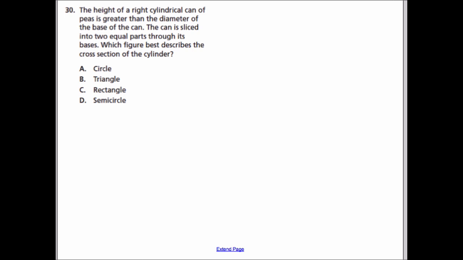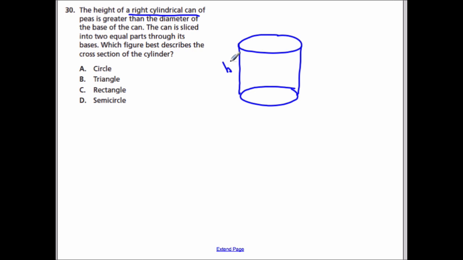Number 30. The height of a right cylindrical can of peas is greater than the diameter of the base of the can. The can is sliced into 2 equal parts through its bases. Which figure best describes the cross section of the cylinder? This is just a regular can of beans. If we draw it out, it looks something like this, where we know the height is bigger than the diameter. This height is bigger than this diameter, which is what goes straight across. Radius goes from middle to end. We're looking at diameter. This is the radius. Diameter is the whole thing.